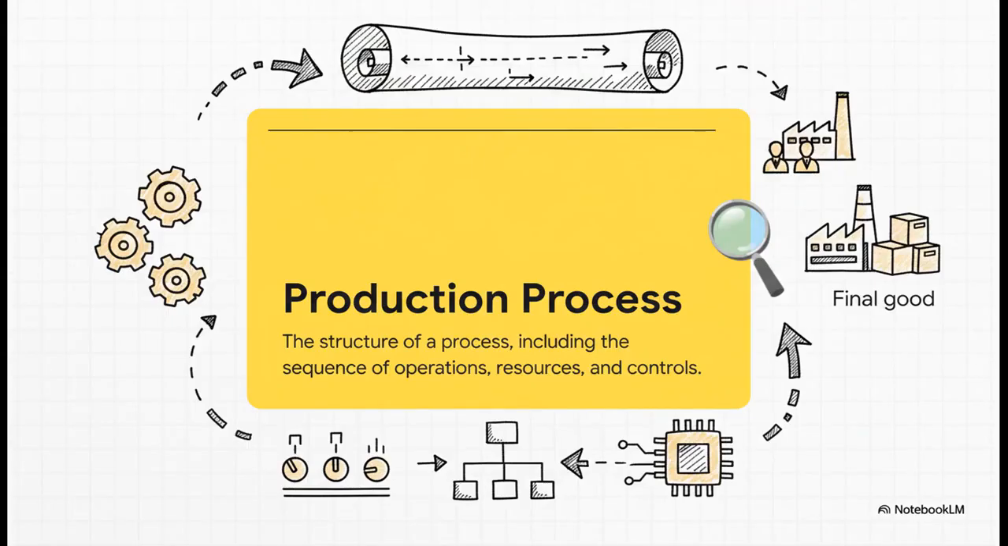So let's get on the same page with our main term here. A production process isn't just about the machines on a factory floor. It's the whole shebang. It's the step-by-step sequence of operations, it's the resources like people and equipment, and it's all the controls you need to turn raw materials into a finished product. You can think of it like the master blueprint for how anything gets made.